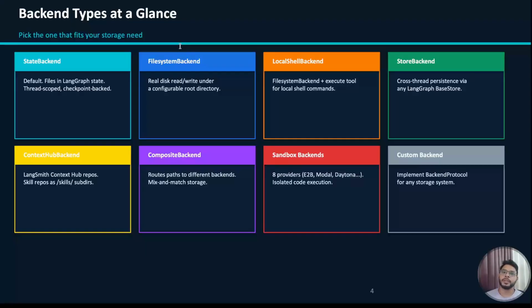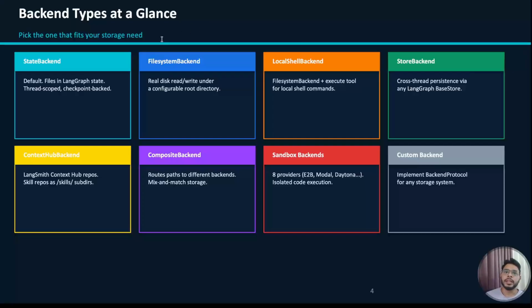Otherwise, both are the same. Next are the store backend and the context hub backend. These are basically for persistence, files that survive across threads and across sessions. Across threads means an agent can launch multiple threads. Some backends are thread specific, some allow access across sessions and across threads. So the store backend and context hub backend survive across threads and sessions.